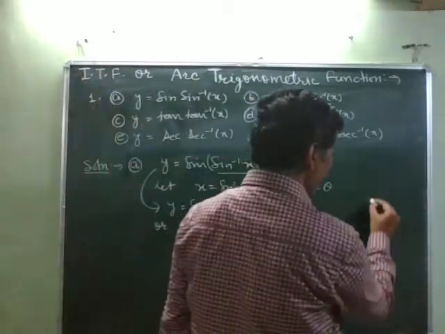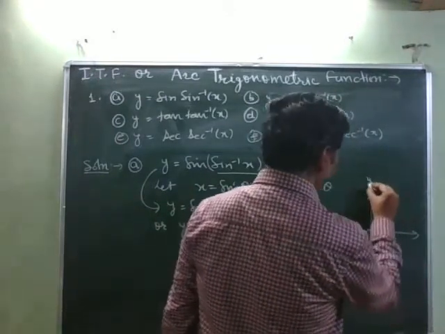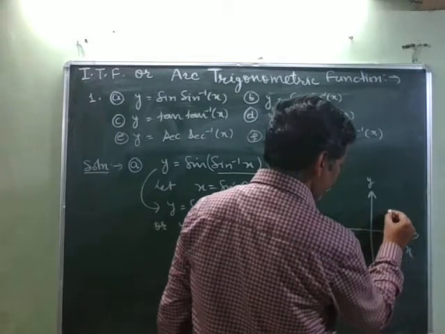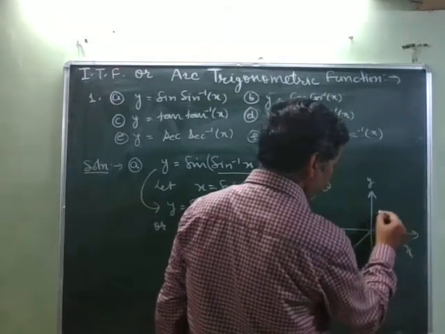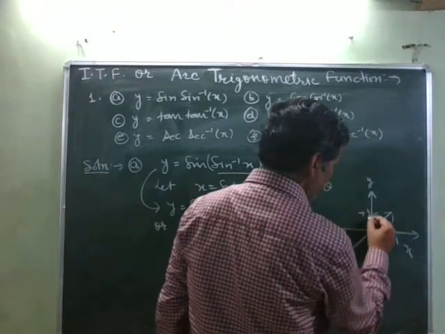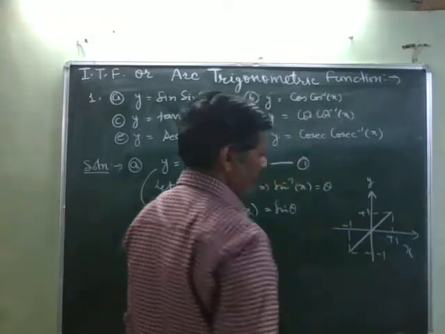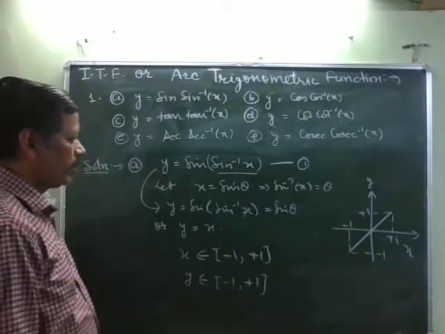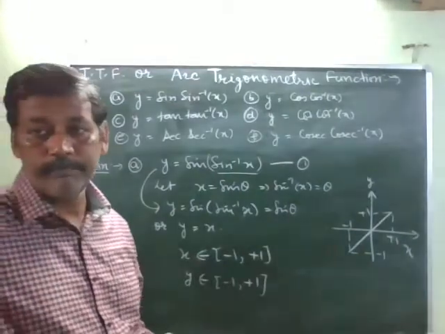Its graph comes out to be, this is y, this is x, +1, +1, -1 and -1. Now coming to problem number 2.